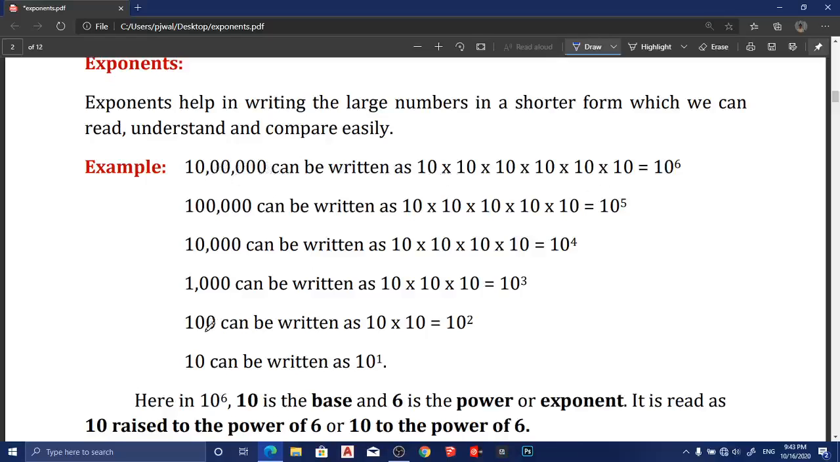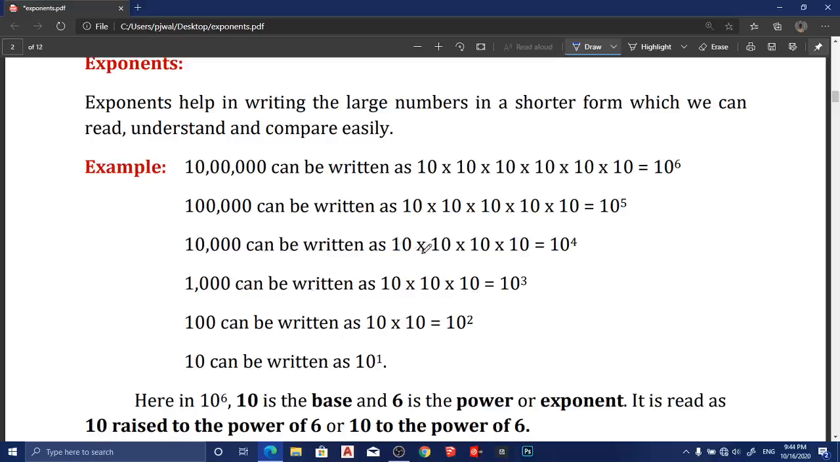Okay, that you know. Observe here, 100, how can you write? 10 tens are 100, you know that. In 100, 2 zeros are there. Means we can write this 100 by splitting into 10 into 10. 10 can be written as only 10. Only one 10 is there here. 1000 can be written as 10 into 10 into 10 because 3 zeros are there here.